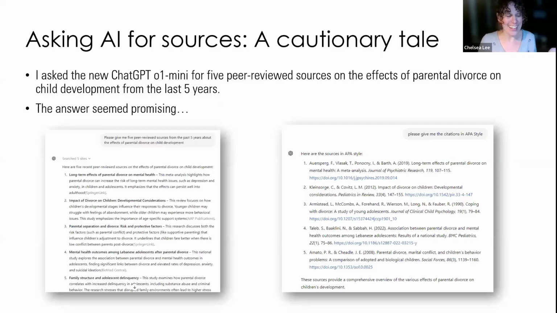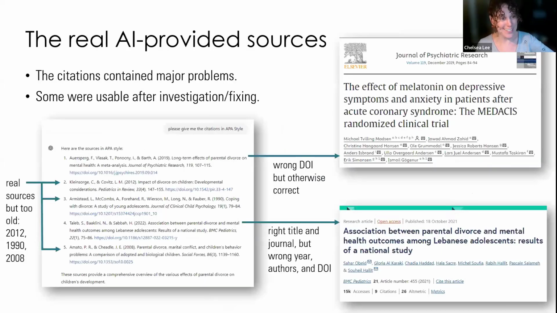So I tried it. I tried asking AI for sources for a paper that I was going to write. I asked the new ChatGPT, the o1 mini model that just came out last week. I asked it for 5 peer-reviewed sources on the effects of parental divorce on child development from the last 5 years. And oh my goodness, it looked great. I was like, this is exactly what I'm looking for. You can see it summarized them for me, and I asked for APA style references, and it gave them, and they were formatted right. And I was like, well, I'm sold. And then we'll go to the next slide and see what happened.